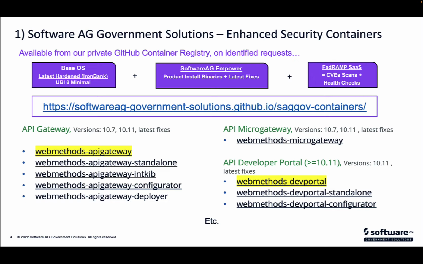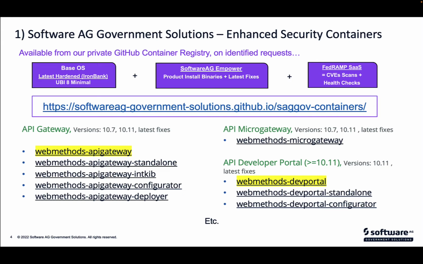And what do I exactly mean by enhanced security containers? So first, we start from a hardened UBI-8 minimal operating system directly sourced from the DoD hardened container registry called Iron Bank. And of course, we update the OS image ongoingly. Then, as soon as SoftwareAG releases a patch or a fix for one of their products, we apply that immediately on the respective container image that we build.